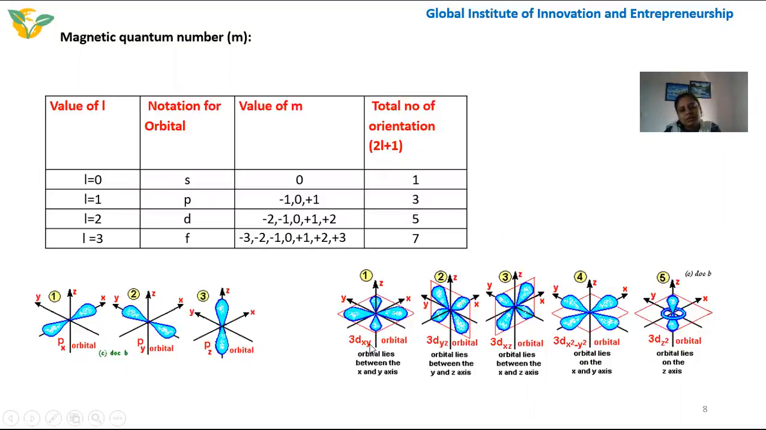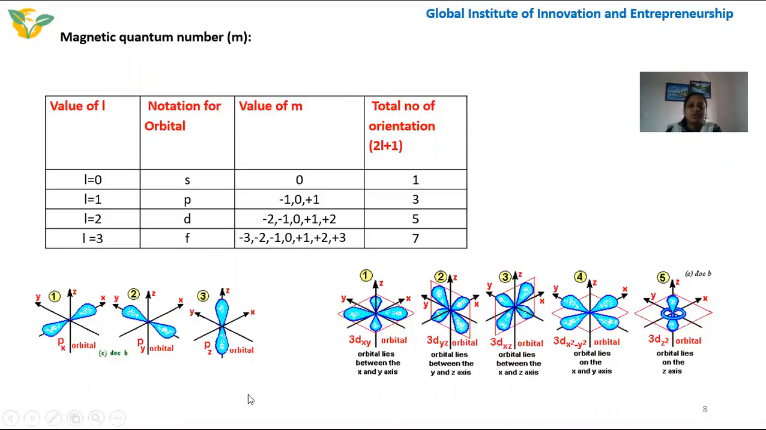Whereas for d orbitals, for the dxy orbital, the orbital lies between the x and y axis. For the dyz orbital, the orbital lies between the y and z axis, and for the dxz orbital it lies between the x and z axis. Whereas in the case of the dx square minus y square orbital, the orbital lies on the x and y axis, and for the dz square orbital, the orbital lies on the z axis. And by convention, the magnetic quantum number for the dz square orbital is 0.